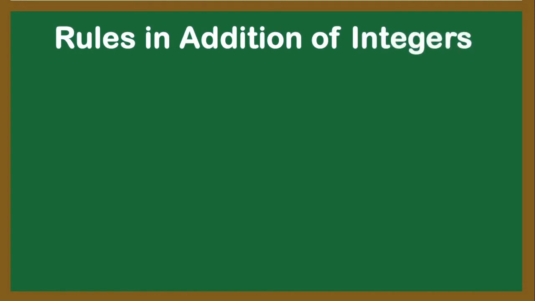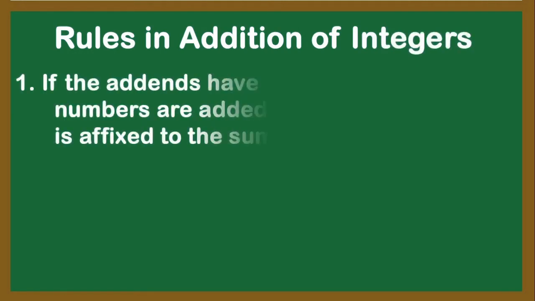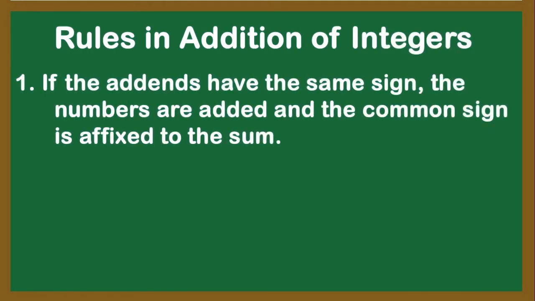This time, let's learn the rules in addition of integers. Let us have rule number 1. If the addends have the same sign, the numbers are added and the common sign is affixed to the sum. Let us have examples.